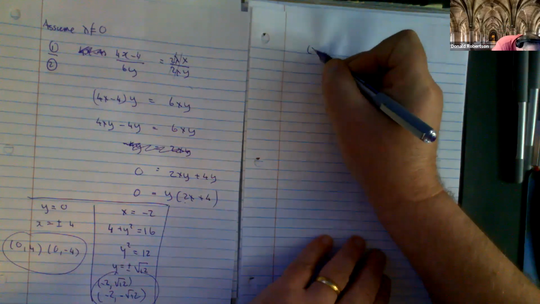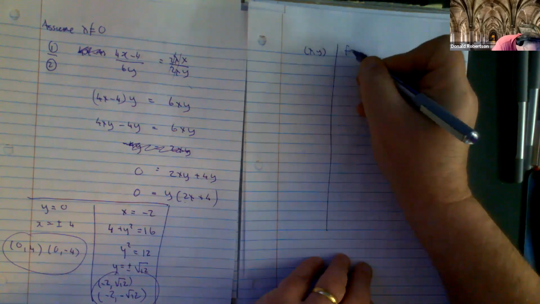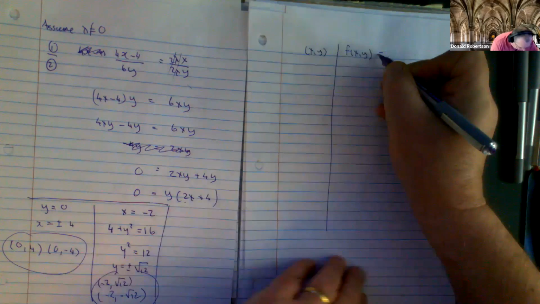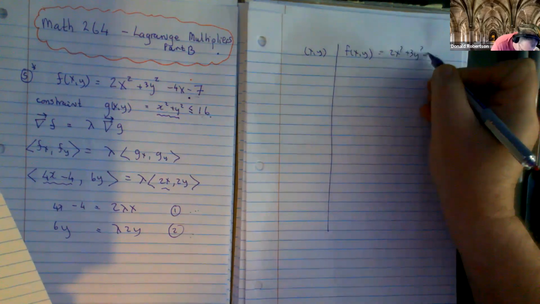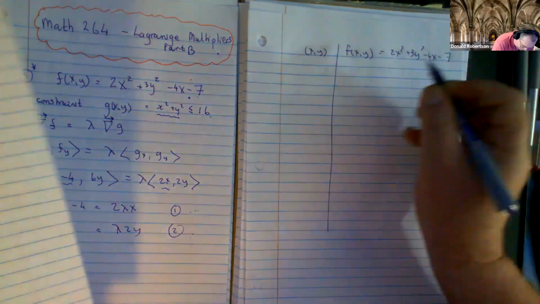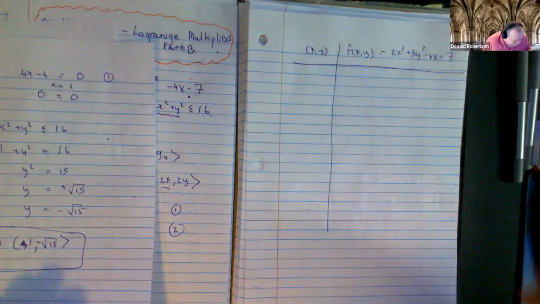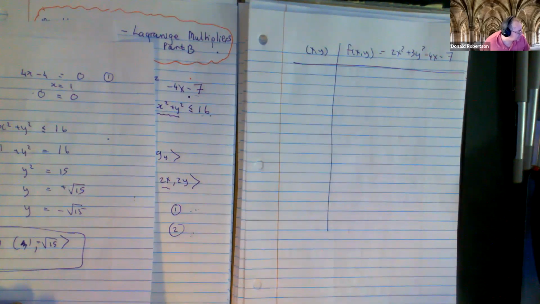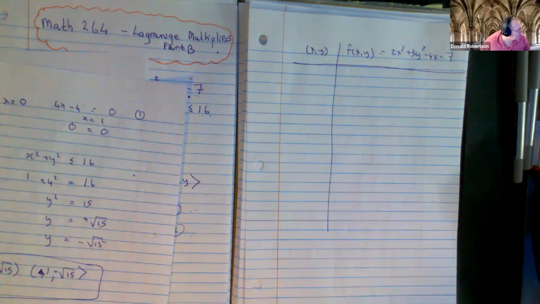So you then set up a table and you find the original function at each of these 6 points. And whatever answer is the biggest is your absolute max, and whatever answer is your smallest is the absolute min.